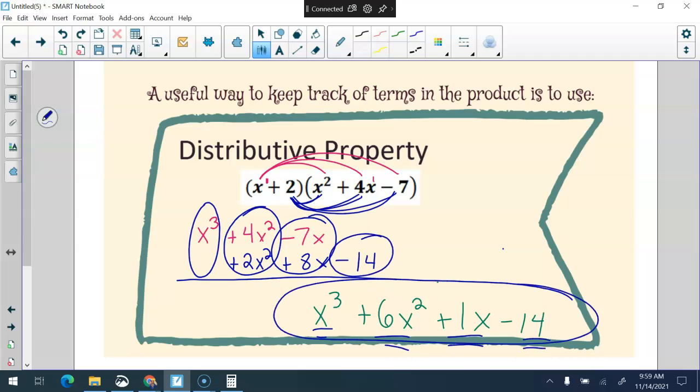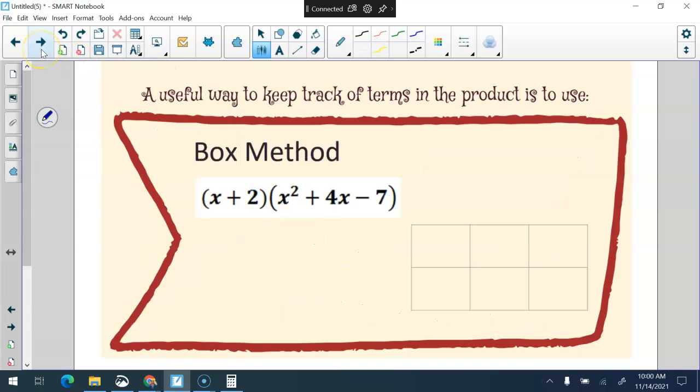So typically a binomial times a trinomial will result in 4 terms, which is called polynomial for all general polynomials. The box method is definitely my favorite way because of the organization.